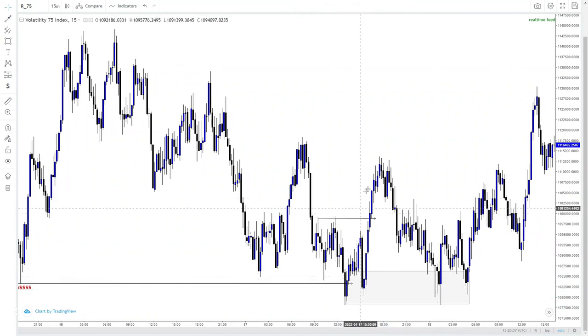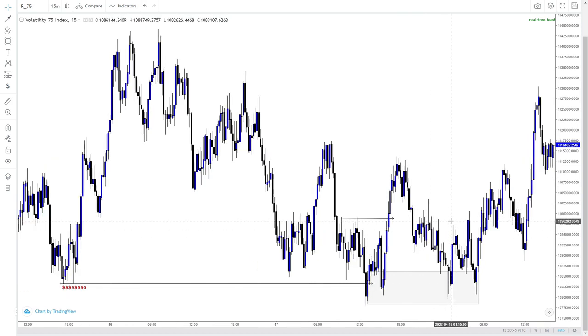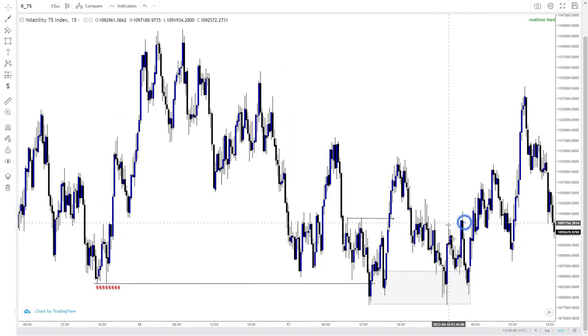So price breaks this, this is a BMS. Price breaks this, it comes back to that demand zone, guys. Boom, easy trade. We take our buys from that zone, then we enjoy all these profits. This is how you trade these equal lows.